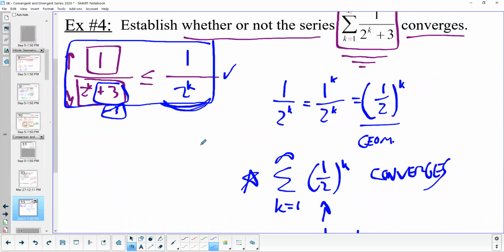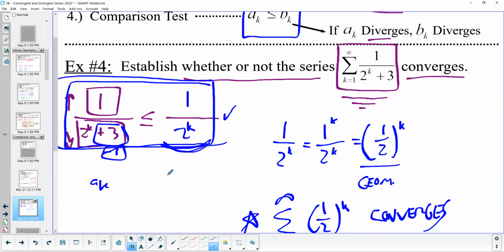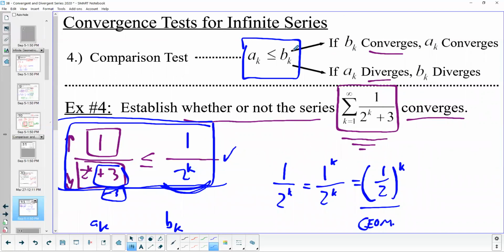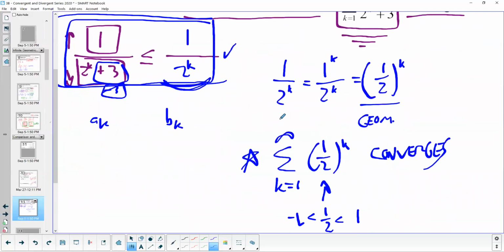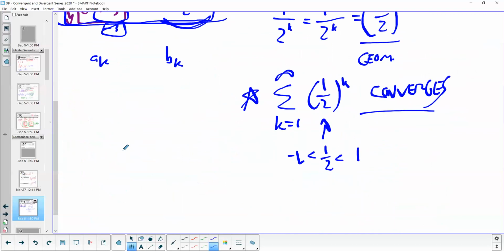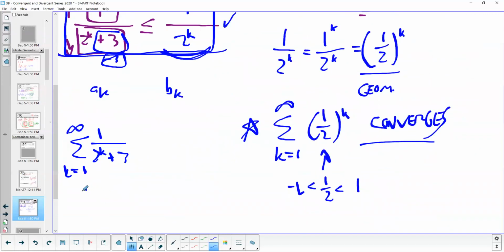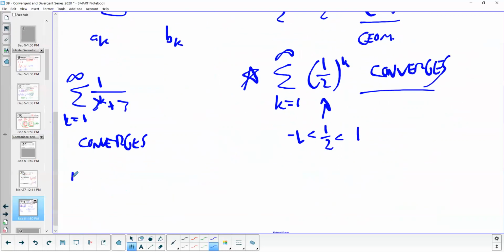And so now to kind of summarize here, what the comparison test says is, first off, establish this relationship, which we've done. So this is our a sub k, and this is our b sub k. The second is, if b sub k converges, which we just proved, then a sub k converges, which is this. Therefore, to summarize this, we've got the sum from k equals 1 to infinity of 1 over 2 to the k plus 3, I now know converges. And how do I know that? You say by comparison test.